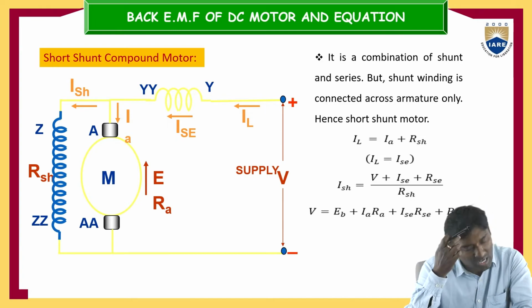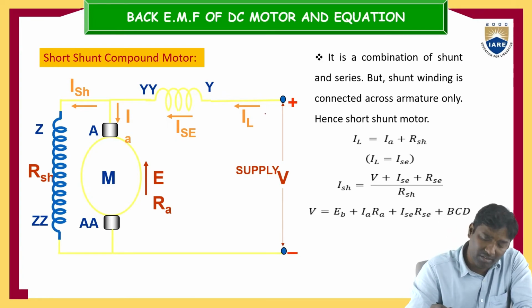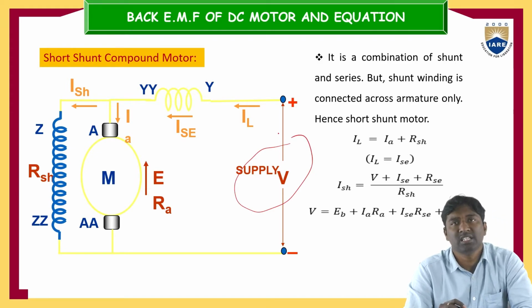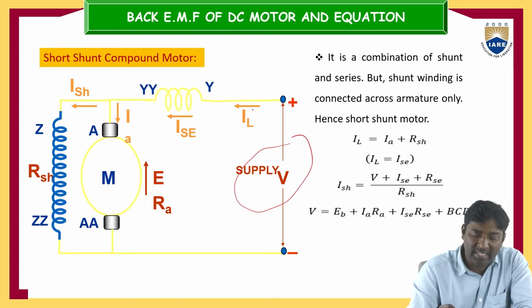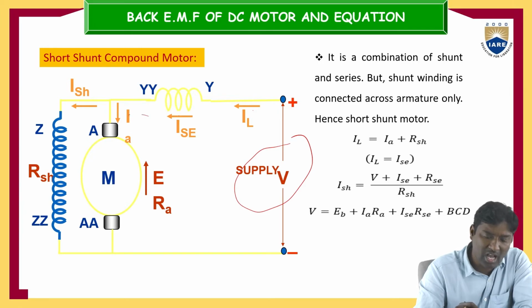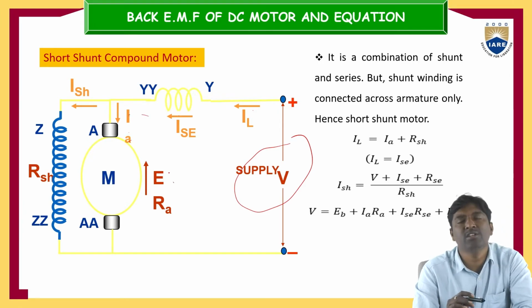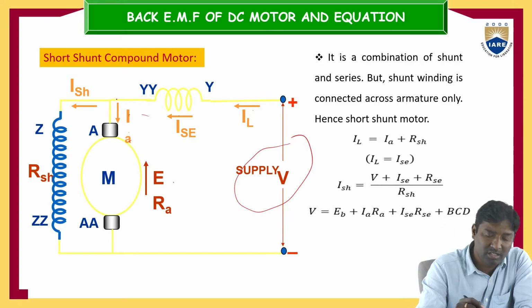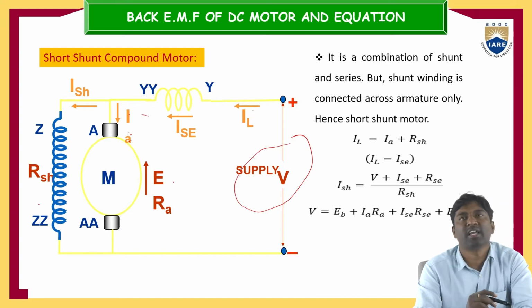So in the case of the short shunt motor also, I am giving the supply voltage V. Then the line current will go through the series field winding, and here the armature current IA. This armature current IA opposes the induced EMF in the armature winding. Okay. So then the current divides here. This current IA will go downside here, and ISH will go here like this.